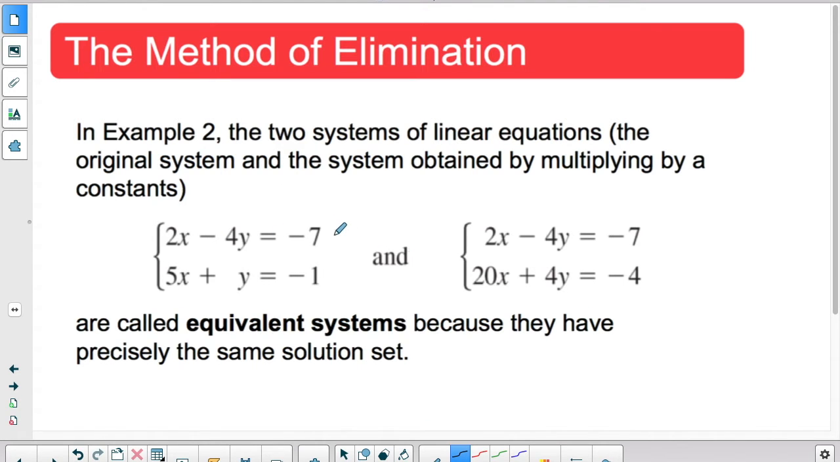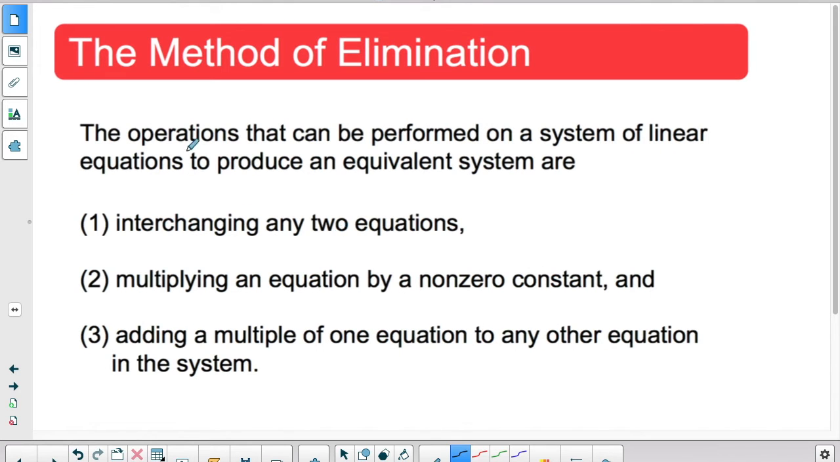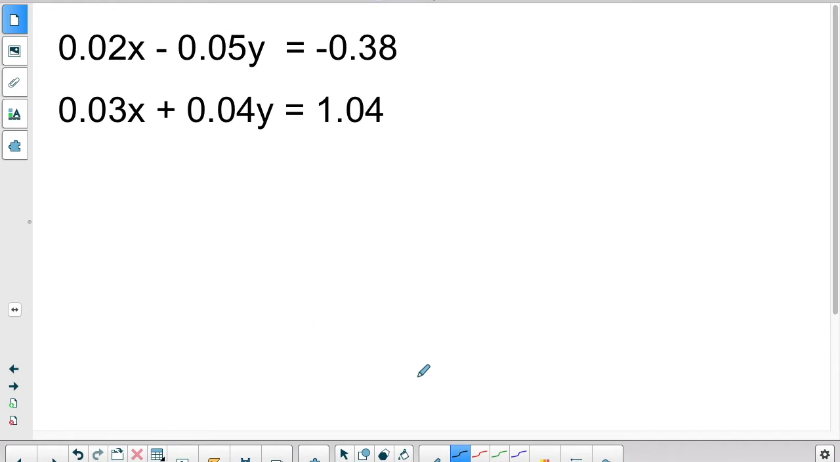Now in the example, the two systems of equations, the original system and the system obtained by multiplying by a constant, are called equivalent systems because they have precisely the same solution. They have the same value. We've just increased the values. We just had a scalar applied to them. Now the operations that can be performed on a system of linear equations to produce equivalent systems are interchanging two equations, multiplying an equation by a non-zero constant, and adding a multiple of one equation to another, just like what we did.